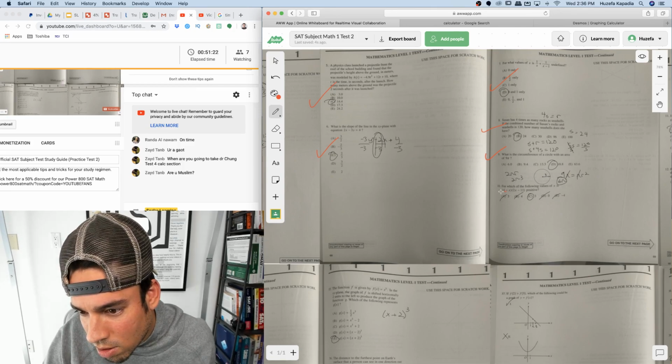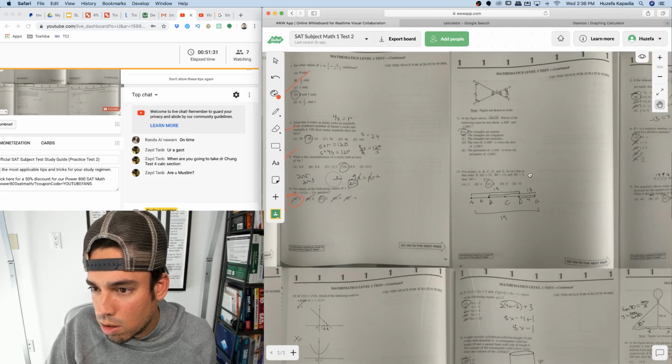No. Of course it's A. I don't know what I did there. Because 3 gives me a positive times a negative, that's negative. 5 gives me a negative times a negative, which is positive. Oh, silly mistake. Silly mistake.